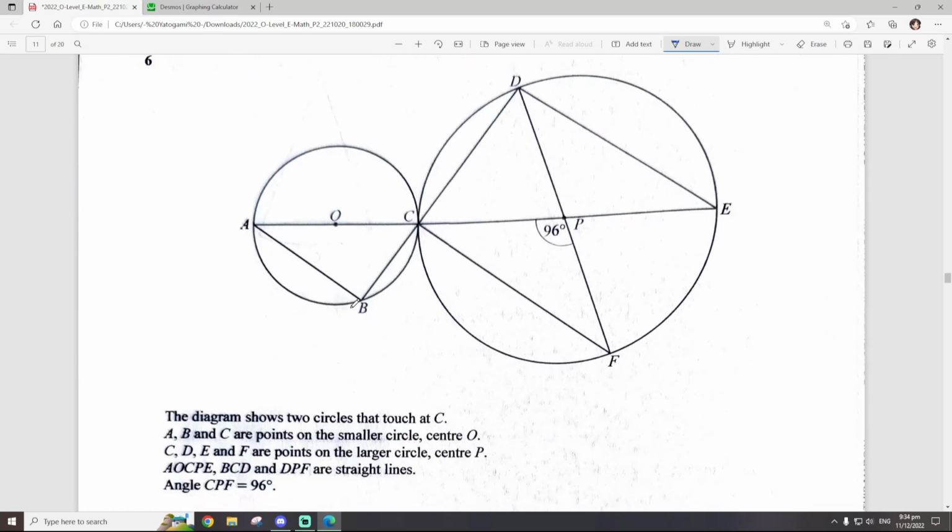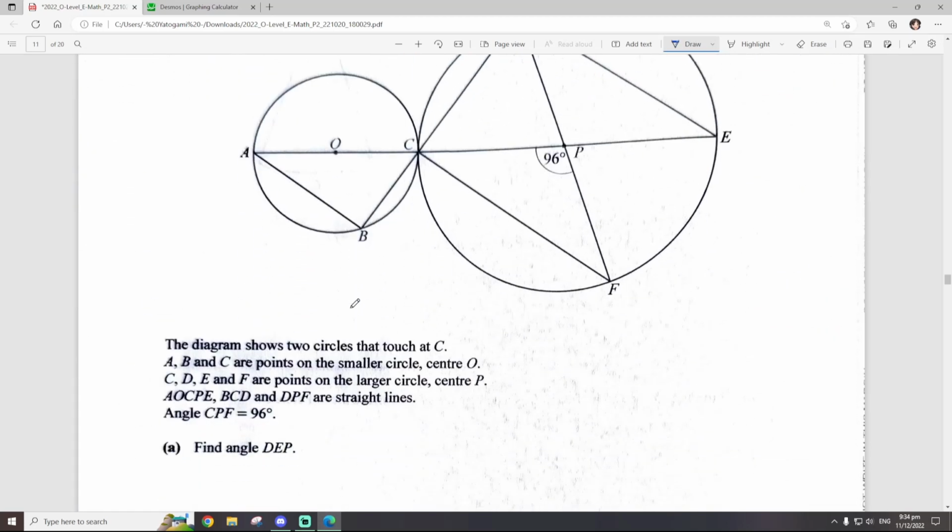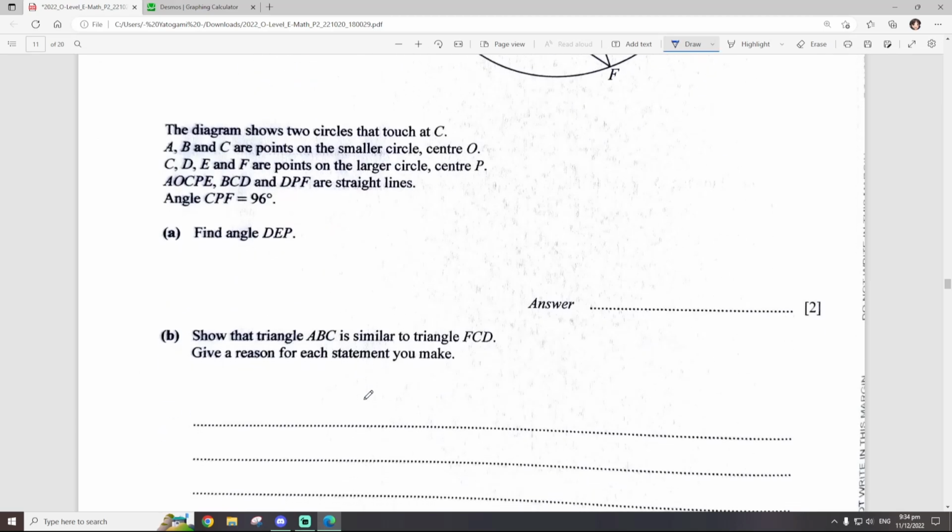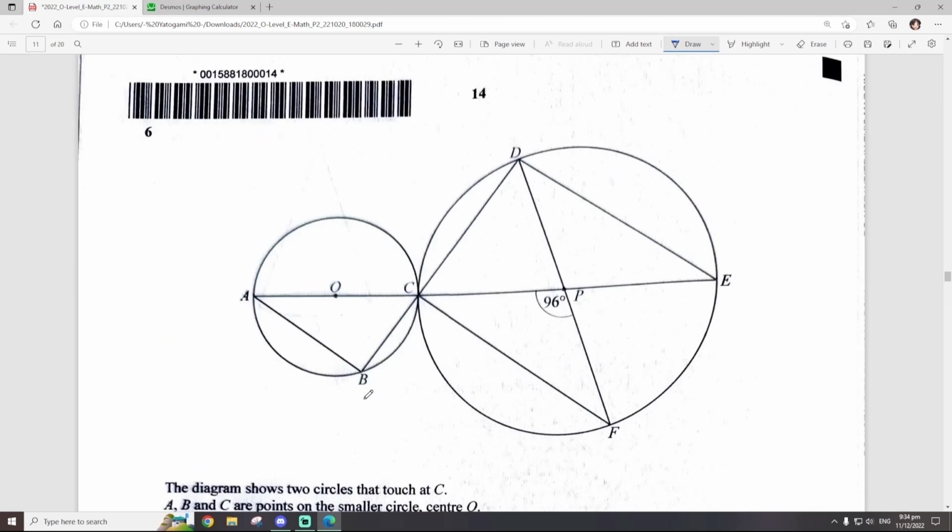Question 6, geometry. Diagram shows two circles that touch at C. A, B, and C are points on the smaller circle, center O. C, D, E, F are on the larger circle, center P. They are all straight lines. Angle CPF is 96 degrees. What is angle DEP? Okay, so there's a few ways you can go about it.